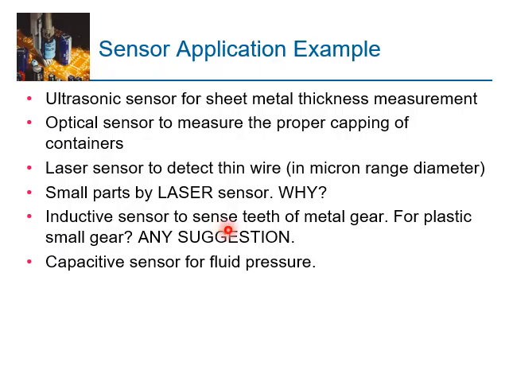The inductive sensor is used to sense the teeth of a metal gear. For a small plastic gear, you can use a capacitive sensor or ultrasonic sensor. A capacitive sensor can be used for fluid pressure measurement. So these are some examples. We can give you similar questions: for so and so case study, what type of sensors you would like to use, and give justification.